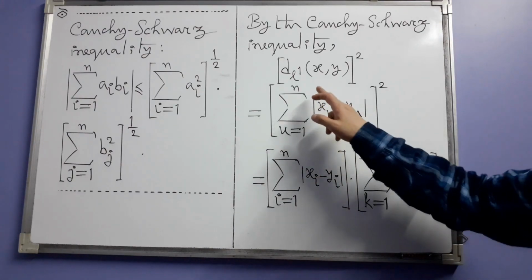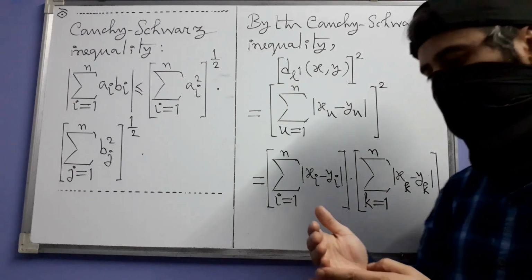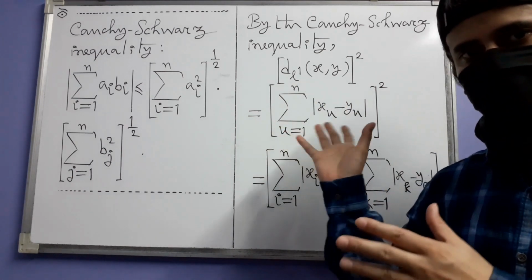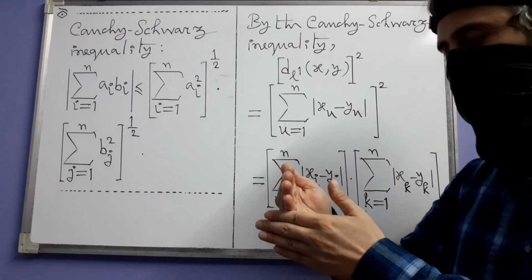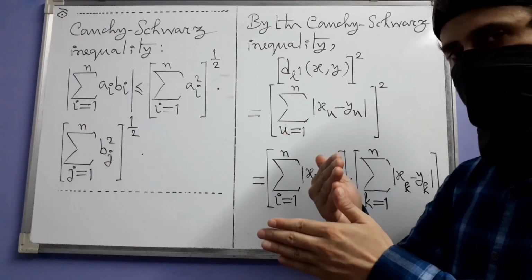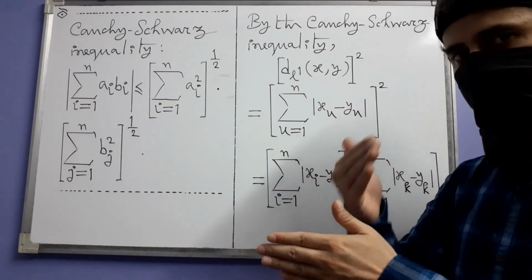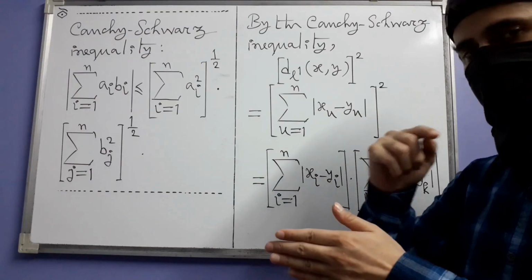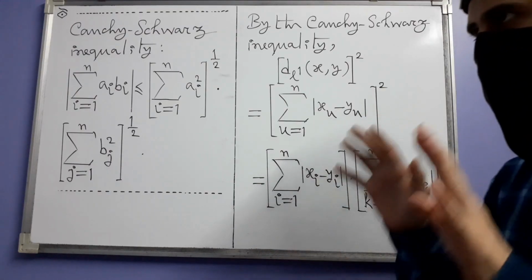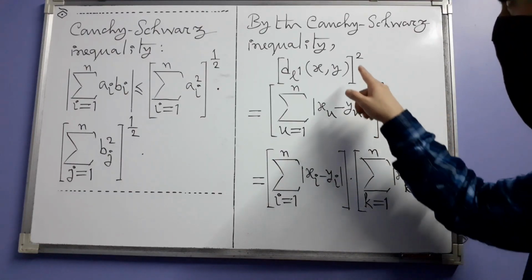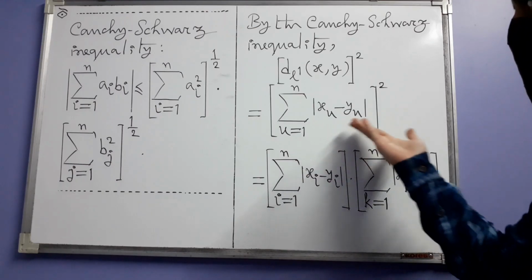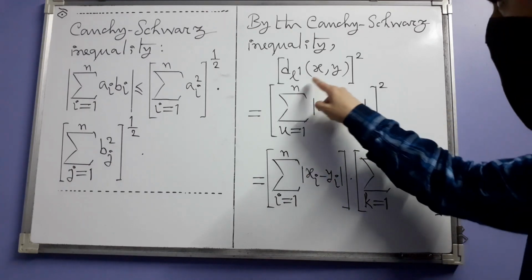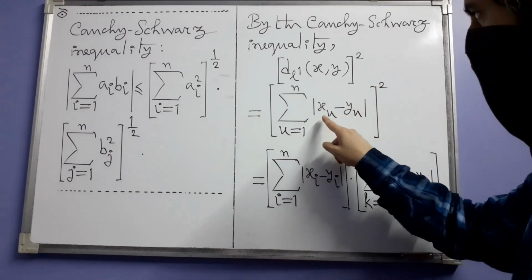Now what do we do? This time we have to prove, let's also recall the inequality that we are going to prove now: dl1 of x comma y should be less than or equal to the square root of n times dl2 of x comma y. So we start with dl1 of x comma y and we start with its square. Alright, so we write what it is. dl1 of x comma y is summation x_u.